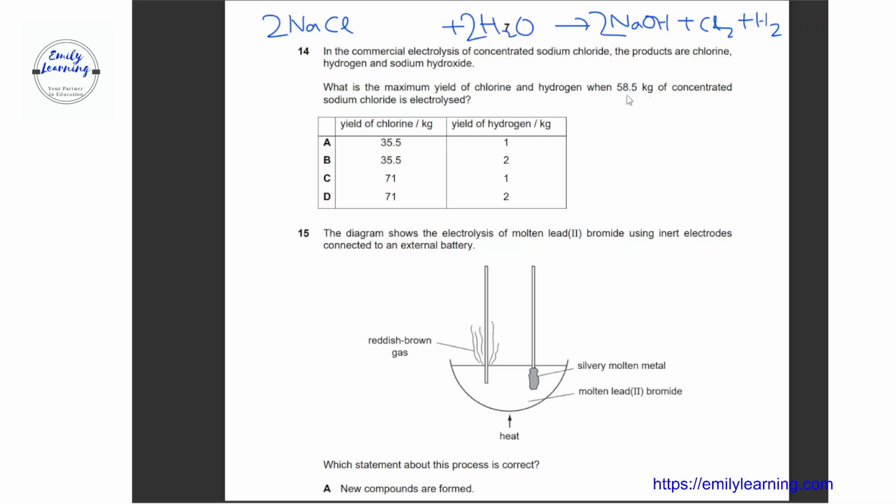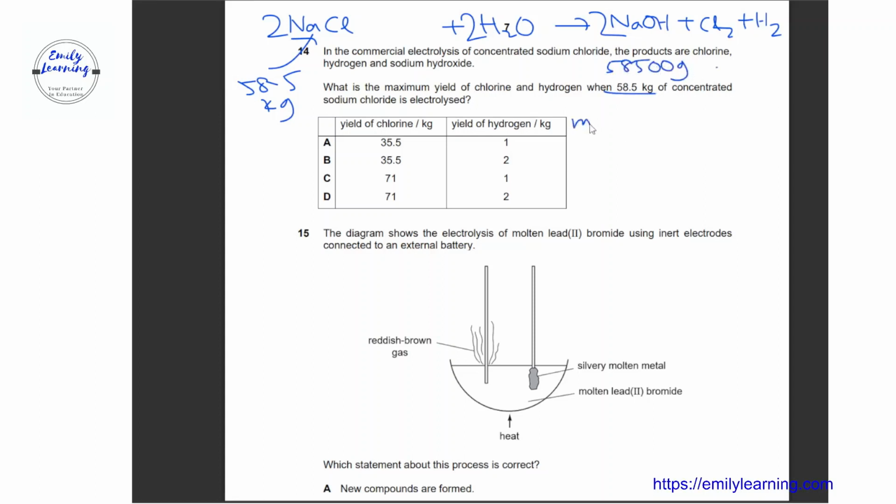So I know I have 58.5 kg of concentrated sodium chloride. Let's assume all of it is sodium chloride, because they say maximum, right? If it's maximum, let's say that I have 58.5 kg of sodium chloride. So 58.5 kg is 58500 grams.